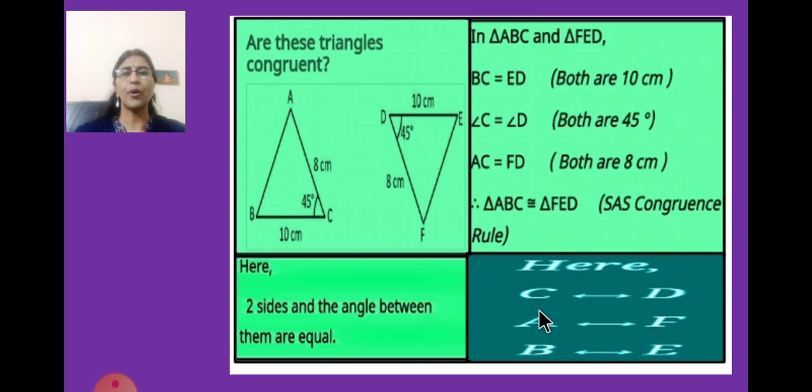And you can see the points which are corresponding, the vertices which are corresponding to each other here. C is corresponding, you can see here, this is C. C is corresponding to D here. Similarly, you can see A and F. Here A and this is F. These 2 points are corresponding to each other and the third one, B, is corresponding to E. So the vertices are also corresponding to each other. So these 2 triangles are congruent by SAS congruence rule.